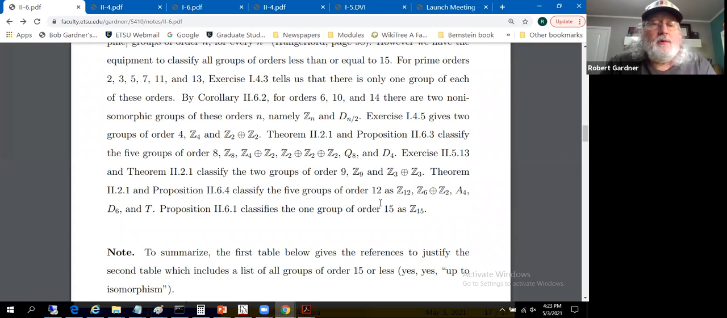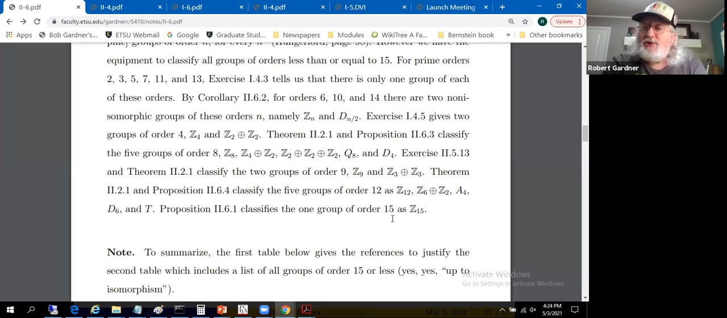12. Theorem 2.2.1 and proposition 2.6.4 classify the 5 groups of order 12. The abelian ones, 2.2 was abelian groups. So the abelian groups of order 12 are simply Z12 and Z6 direct sum Z2. And the non-abelian groups, after that rather lengthy stroll through the proof of proposition 2.6.4, are the alternating group A4, the dihedral group D6, or what we saw was ultimately a dicyclic group, this group of order 12 denoted with a T, say. That just leaves 15.